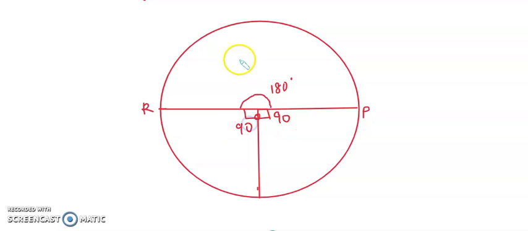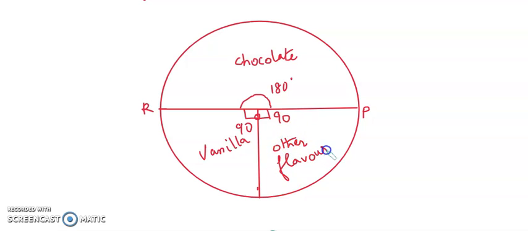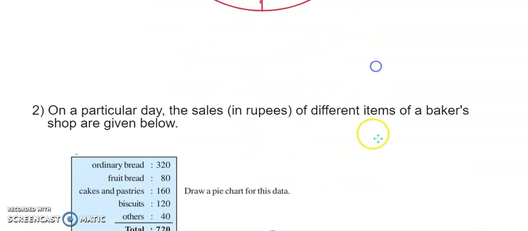And then we'll write down, this is chocolate, right? Vanilla, and then this is other flavor. Clear? Let's take the next question.